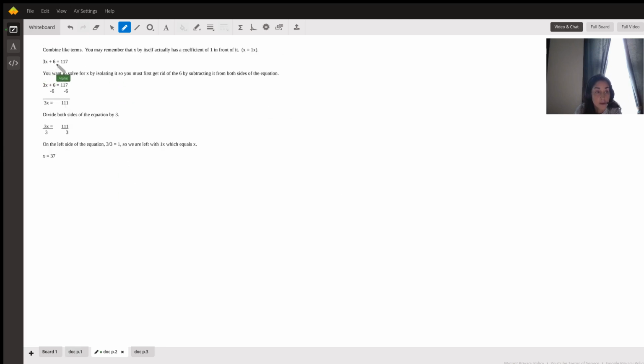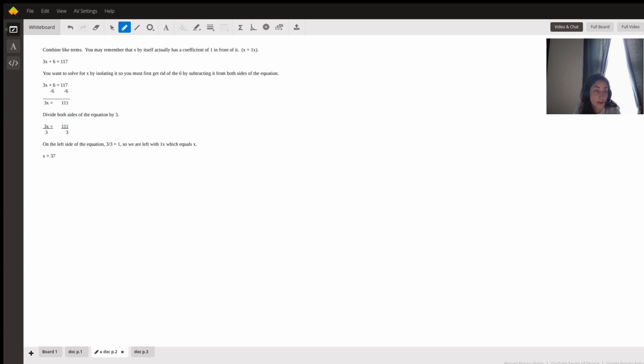Okay, so you've combined like terms. This is what you have. You want to isolate this x by itself, so you're going to get rid of the positive 6. You do that by doing the inverse operation. The opposite of adding 6 would be subtracting 6. So you've got to subtract 6 from both sides of the equation. That's very important. Here, your 6's cancel out, and you're left with 3x is equal to 111.